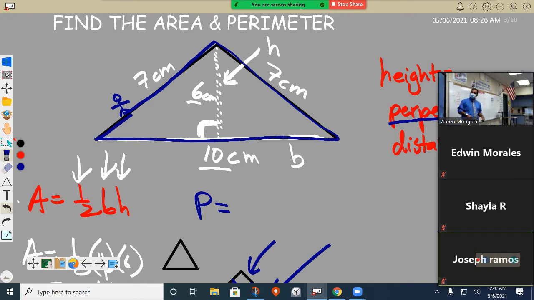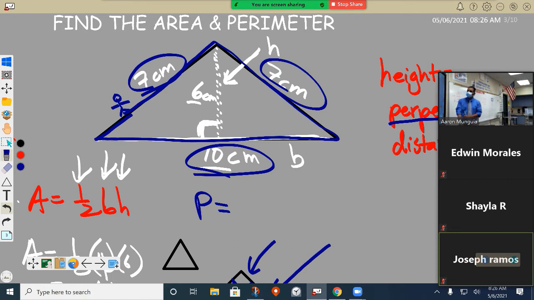That's what perimeter means. So he's going to walk 7 centimeters plus another 7 centimeters plus 10 centimeters. So that's going to be 24 centimeters. Notice it's not square centimeters, it's normal centimeters. How far did this guy walk? Well, 7 plus 7 plus 10.